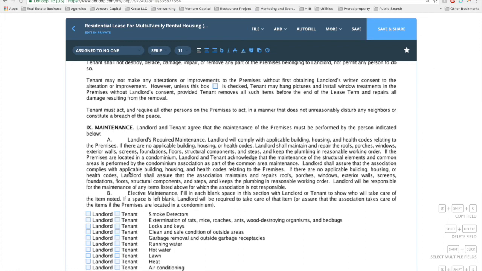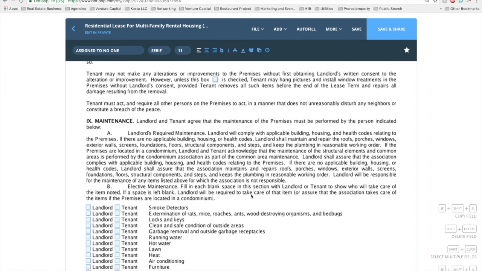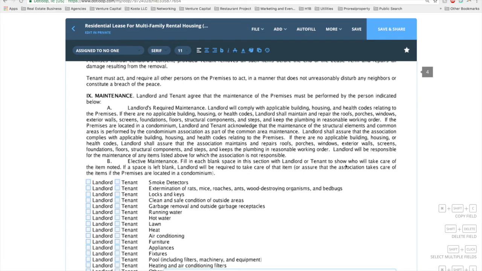basically here, letter A, standard, please read it on your own. It's about landlord's required maintenance. Letter B is elective maintenance. Fill in each blank space in the section with landlord or tenant to show who will take care of the item noted. If a space is left blank, landlord will be required to take care of that item, or assure that association takes care of the items if the premises are located in a condominium.